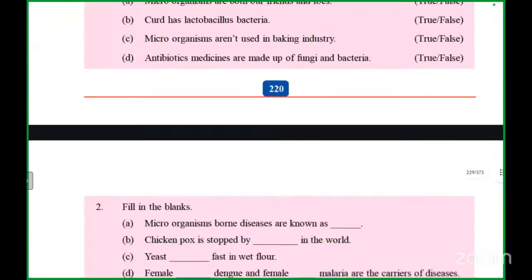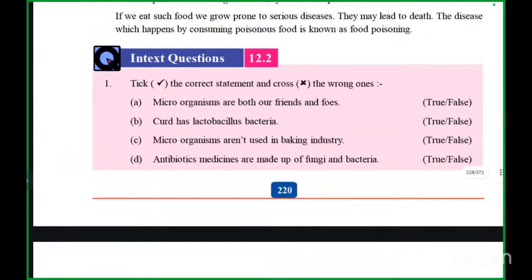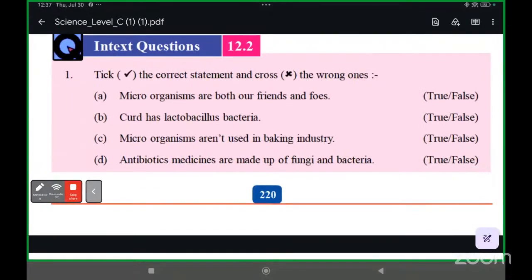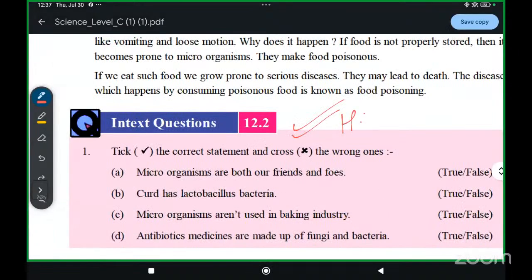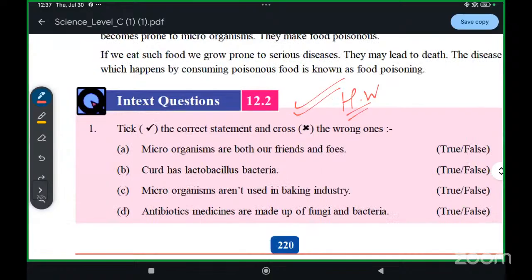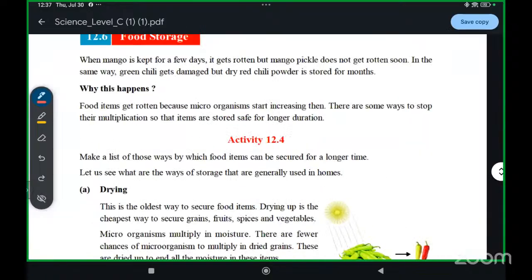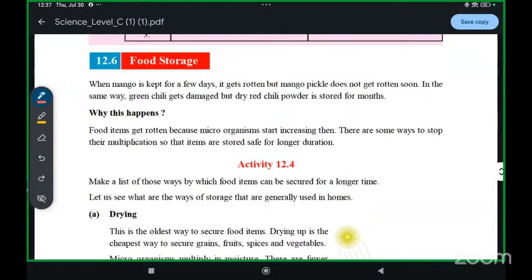Now, we will stop here for today. Exercise 12.2 is homework for you today. When we meet on Monday, we will start with 12.6, food storage. I will check your papers, and in Monday's class we'll discuss all the test papers from the previous tests that we've done.